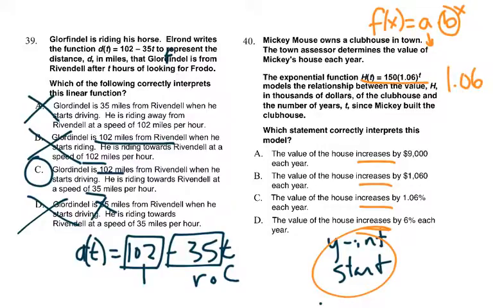Now, what would... Okay, 105 has to do with the y-intercept, and it's in thousands, so it'd be $105,000. So if I take 105,000 and times it by 1.06, what do I end up with? We end up with 111,300. Now, you would say, oh, that's increasing by 6,300 each year, but it says each year, not the first year.